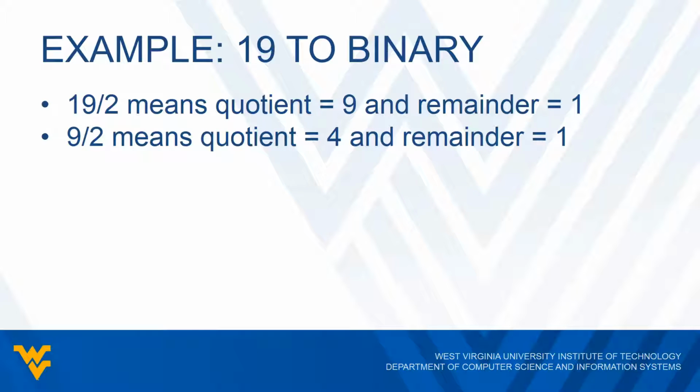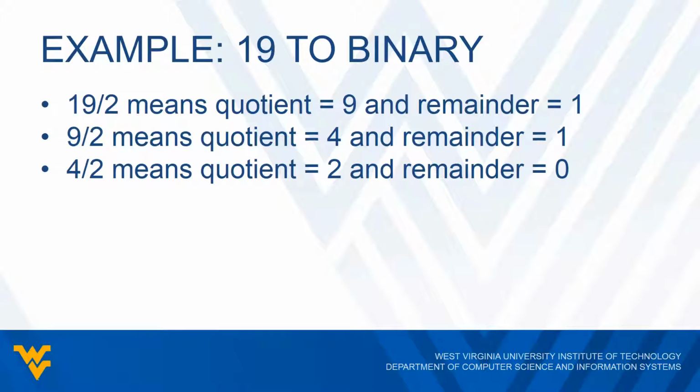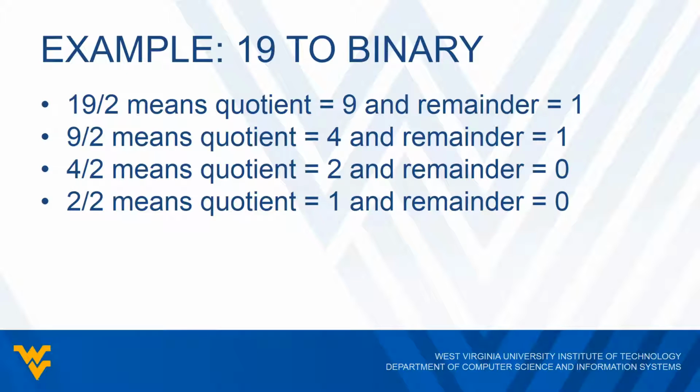So 9 divided by 2 is going to give us 4, with the remainder of that being 1. We then take the quotient again and divide it by 2. So that means the quotient is going to be 2 and the remainder is 0. So then we'll take the quotient of that, divide it by 2. So we get a quotient of 1 and the remainder is going to be 0.